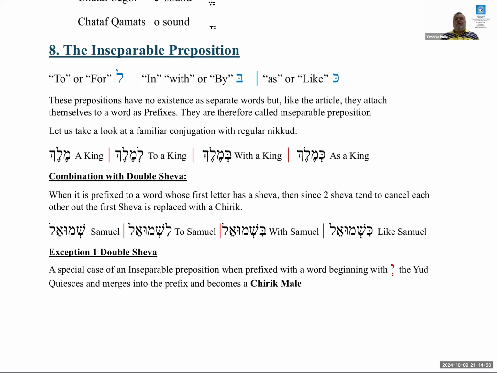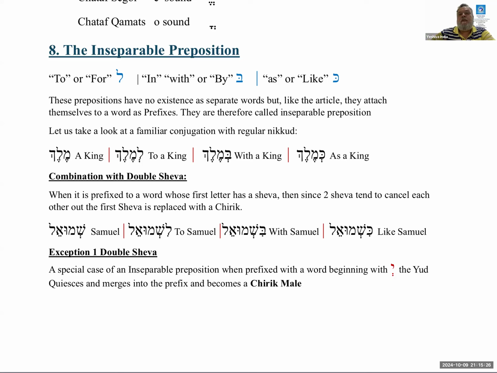The prefix for any word, when it comes as a lamed, bet, or a kaf, each of them is used as a preposition as the first consonant of a syllable, right? These prepositions have no existence as separate words, but like the article, they attach themselves to a word as prefixes. They are therefore called inseparable prepositions. So it is not separate from a word. It is conjoined to a word.